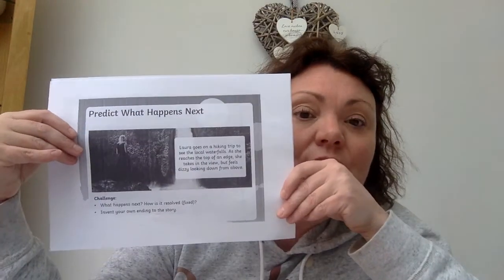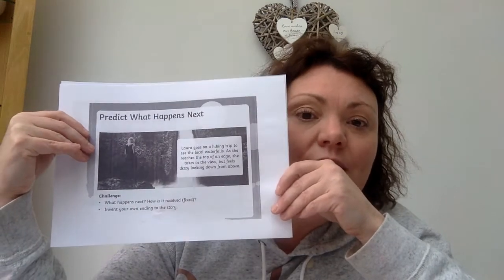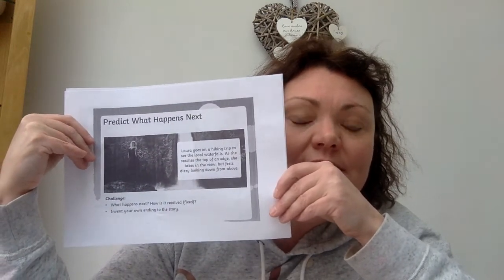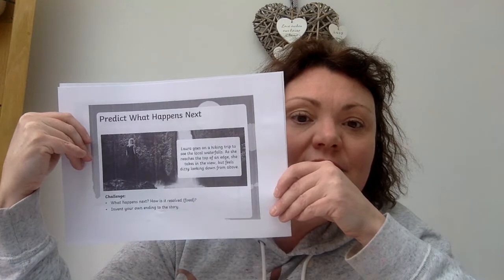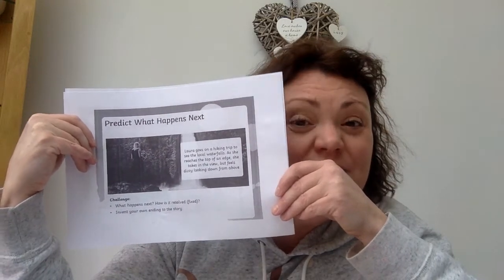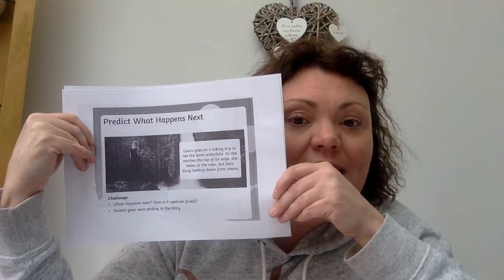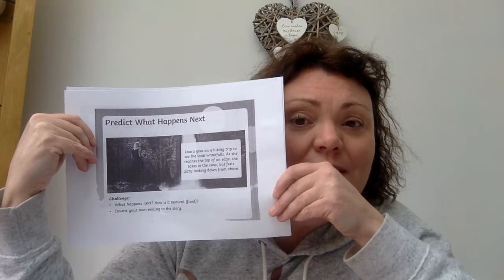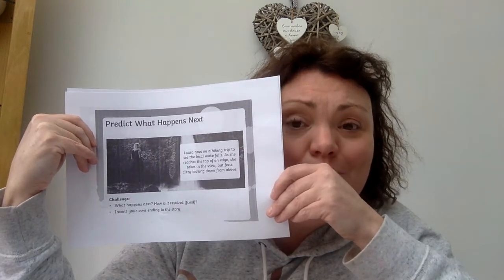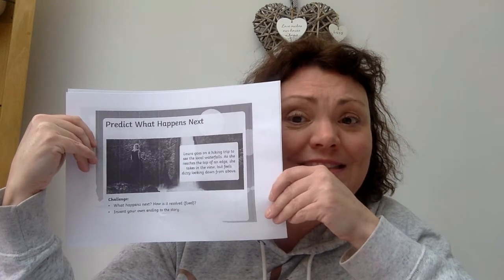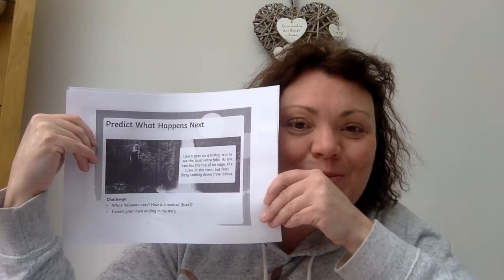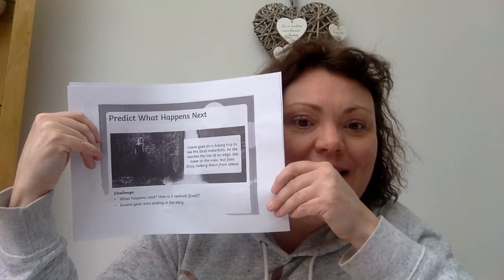And we often talk about this when we're reading, and I say to you, what do you think might happen next in this? And you've always got such imaginative and great ideas. Okay, so Laura goes on a hiking trip to see the local waterfalls. As she reaches the top of an edge, she takes in the view, but then she feels dizzy looking down from above. So she's standing at the top of a waterfall and she looks down and she starts feeling dizzy. I wonder what might happen next.